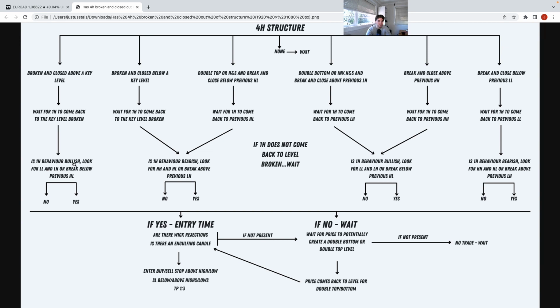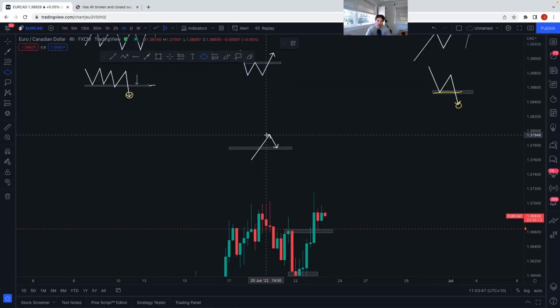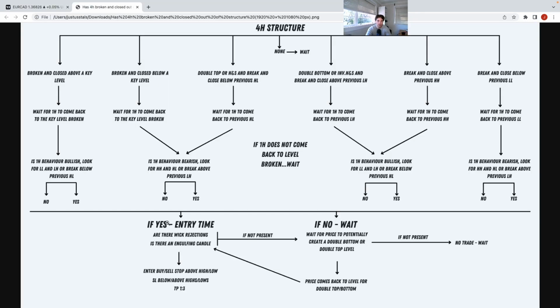Is the 1H behavior bullish? Yes. Why? Because price makes a higher high and then a higher low straight away. As soon as we see that, with no interference or structure in between, we can move to yes, entry timeframes. Then we look for these, which I'll go over in just a second.